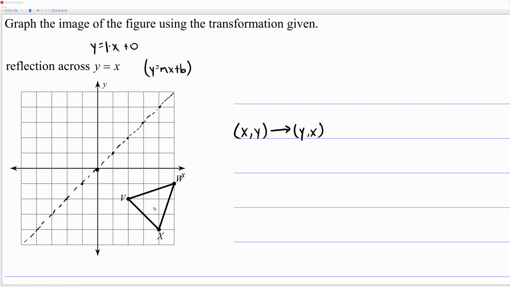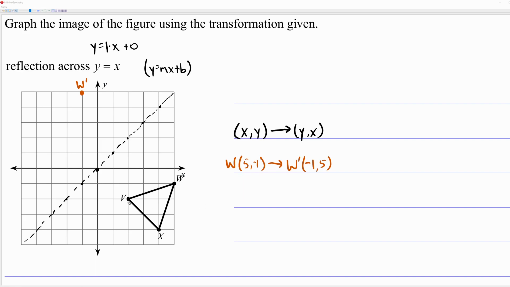So let's take point W. Point W is at 1, 2, 3, 4, 5 comma negative 1. The point W prime is going to be at negative 1 comma 5. All you do is you interchange x and y. So point W prime is going to be at negative 1 comma 1, 2, 3, 4, 5. So point W prime will be there. And do this with all 3 points.